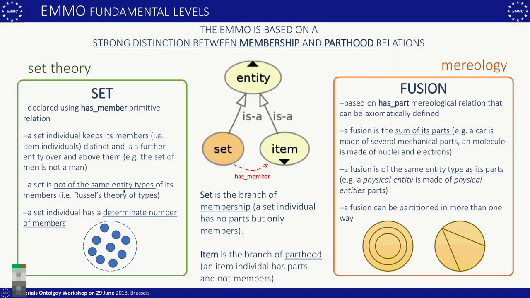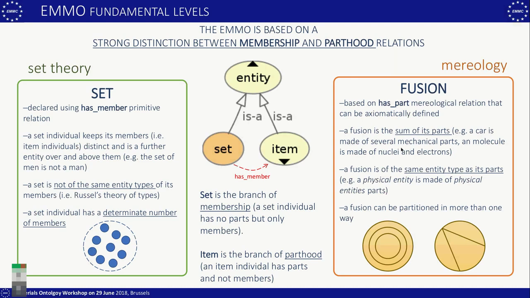A set is not of the same entity type as its members, and a set individual has a determinate number of members. While in fusion, the items are based on a part-of mereological relation that can be axiomatically defined. So a fusion is the sum of its parts.